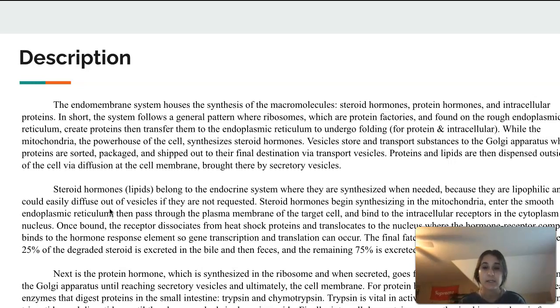And finally, the intracellular proteins are synthesized in some ribosomes, but they are cytoplasmic free, and that means that they never actually have to leave the cell membrane to be able to function in the cell, hence the name intracellular. And they also continue to function based on the lysosomal and ubiquitination and caspase pathways.